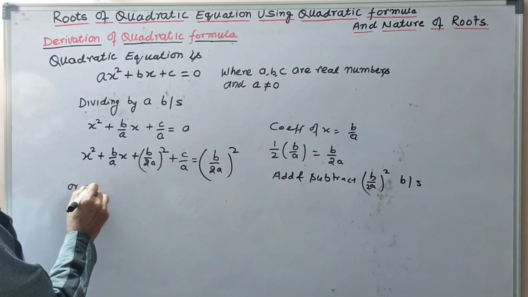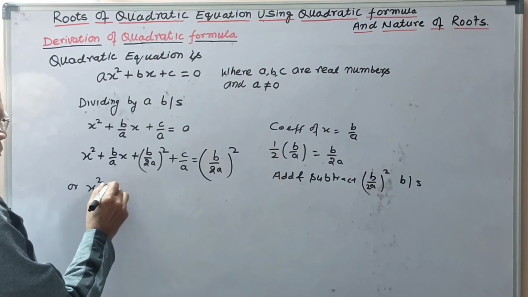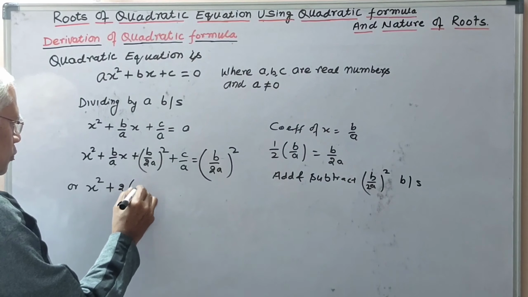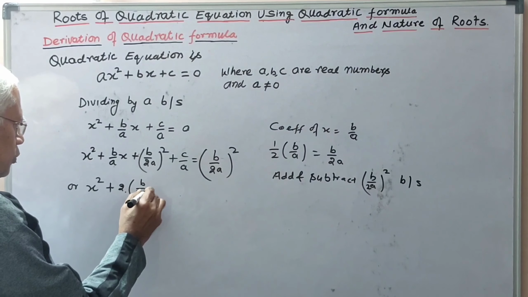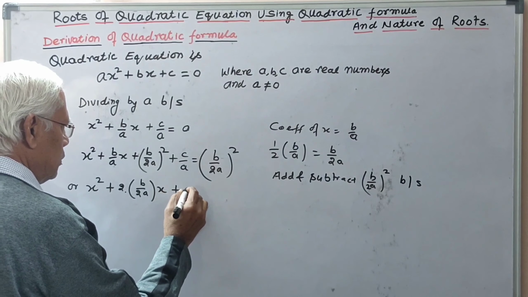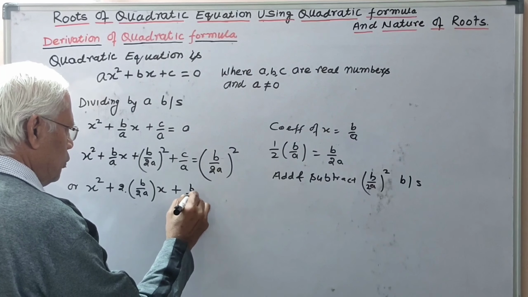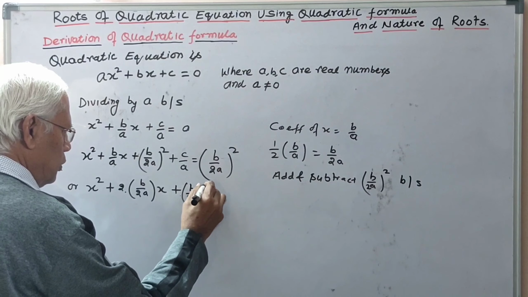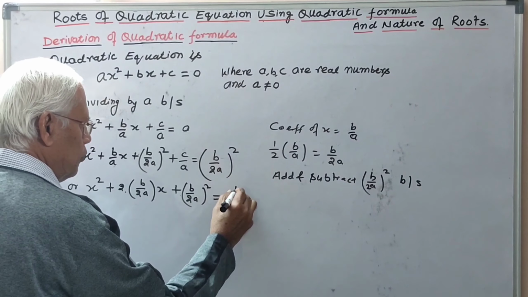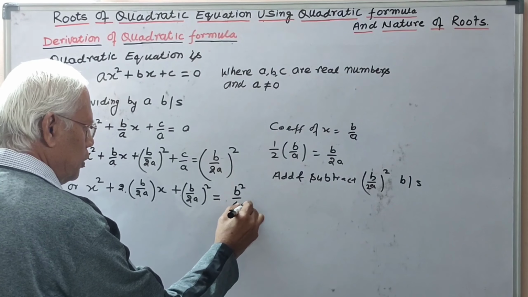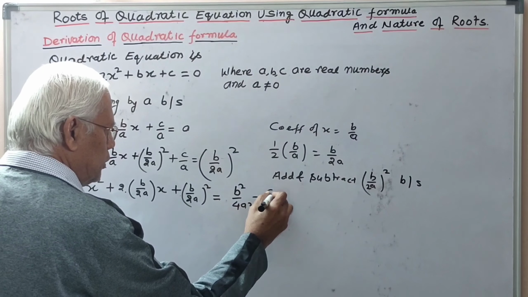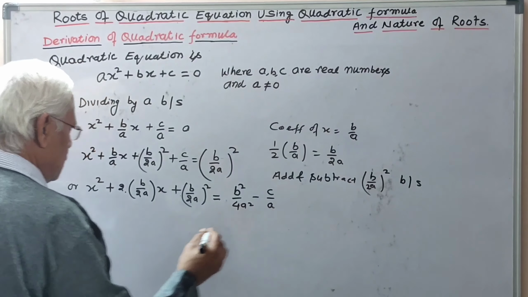or x square plus 2 into b upon 2a x plus b upon 2a whole square. This is equal to b square upon 4a square. Transferring c upon a to the right side, so it will become minus c upon a.